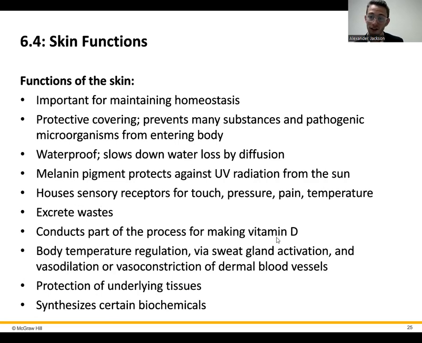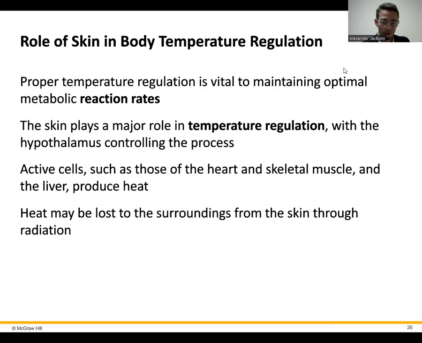And I didn't talk about making vitamin D. So your skin cells also produce vitamin D, which is really important to get out in the sun. But most everything else I already talked about, right? So it's really interesting. If you just looked at the structures and talked about what they do, you're already describing a function of the skin. So I'm not really going to go through that anymore.